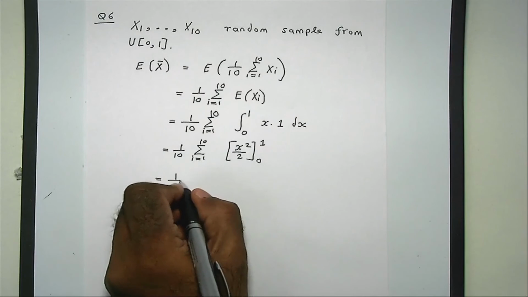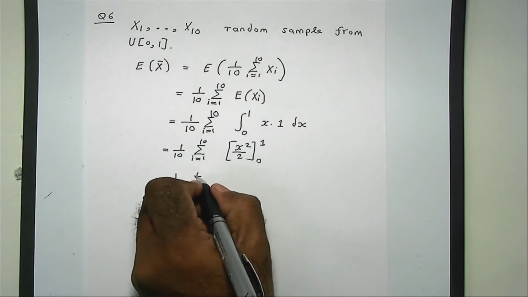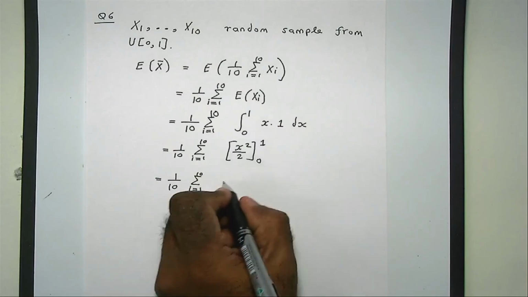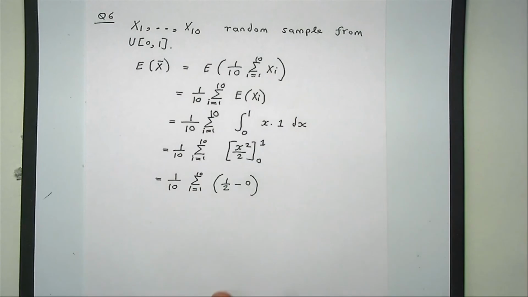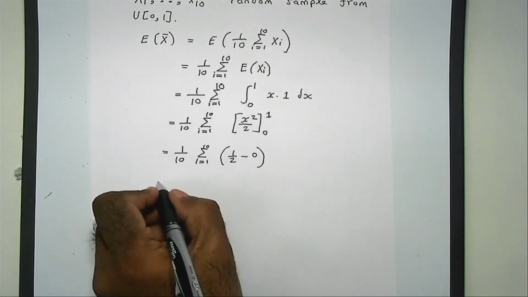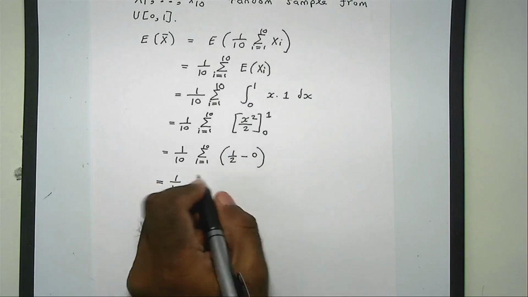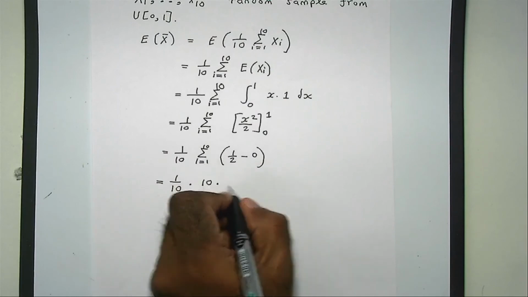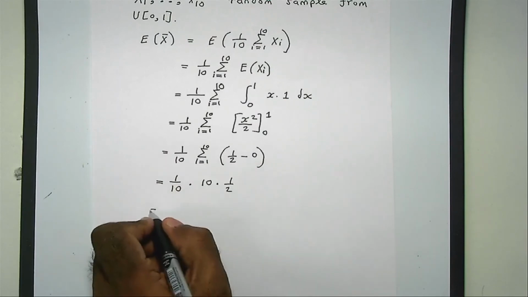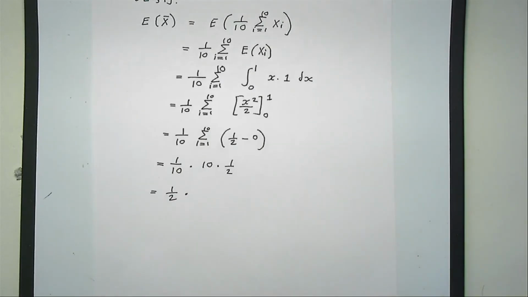So this is going to be 1 over 10 times the sum. The limit at 1 is half, the limit at 0 is 0. So this is going to be half, so it's 1 over 10 times the sum of a constant, which is simply 10 times the constant. So the answer is half. Alright, so this is the mean of X bar.